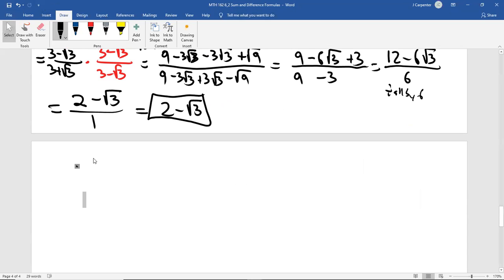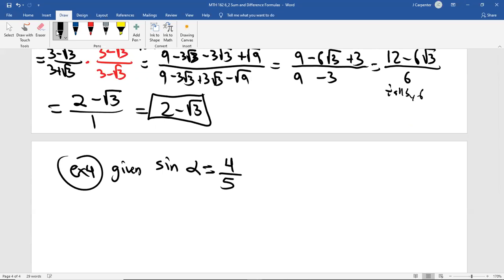All right. Example, what are we up to? 4? Yes. Given that the sine of a first angle alpha is equal to 4/5. I'm telling you the sine, I'm not telling you alpha, I'm just telling you its sine is 4/5.